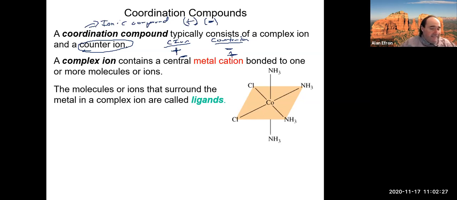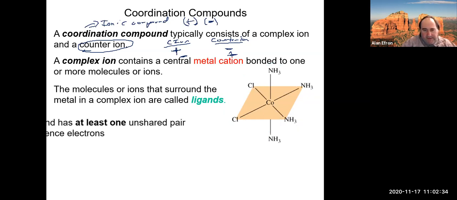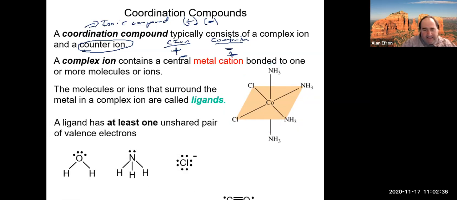Now, a complex ion by itself obviously can be positive or negative in terms of its charge. So a ligand, as we talked about, is a Lewis base. It needs to have at least one unshared pair of valence electrons that it can share with something. So if we look at something like water, water again is polar, right? Dipole moment heading in this direction here. And obviously the oxygen, which is more negative, has a pair of electrons.